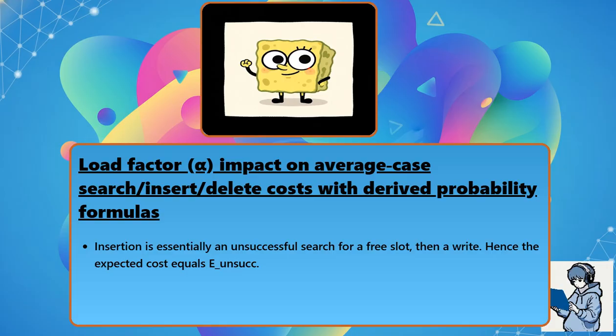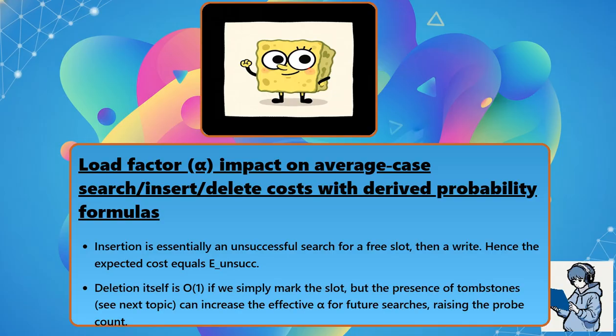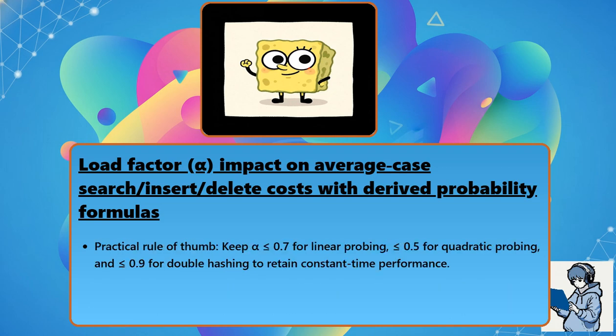Hence the expected cost equals E_unsuc. Deletion itself is O(1) if we simply mark the slot, but the presence of tombstones can increase the effective α for future searches, raising the probe count. Practical rule of thumb: keep α ≤ 0.7 for linear probing, ≤ 0.5 for quadratic probing, and ≤ 0.9 for double hashing to retain constant time performance.